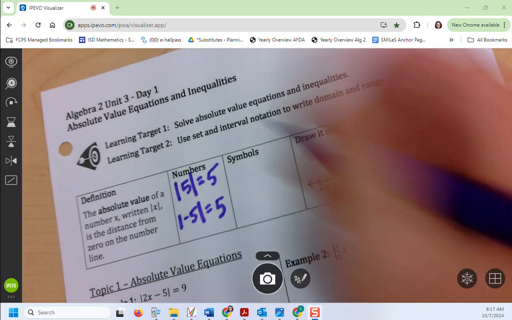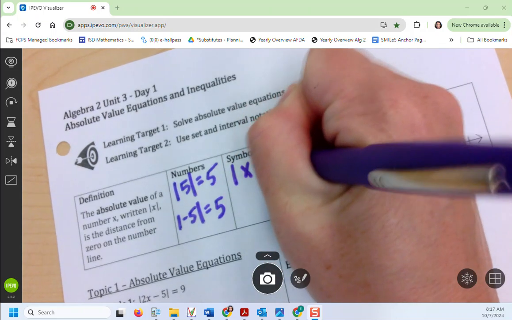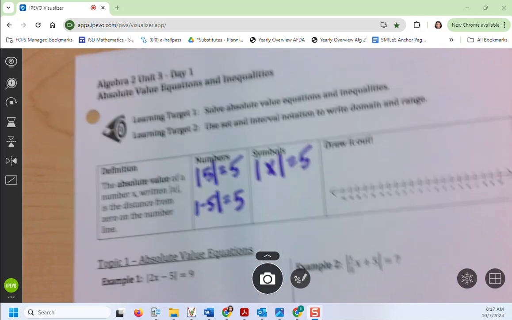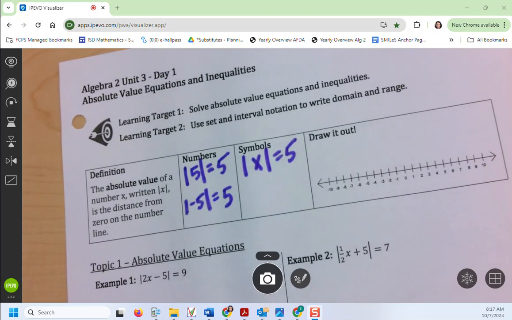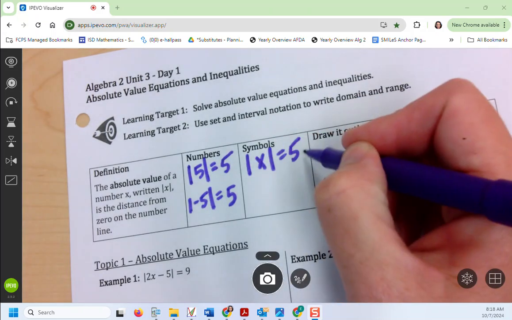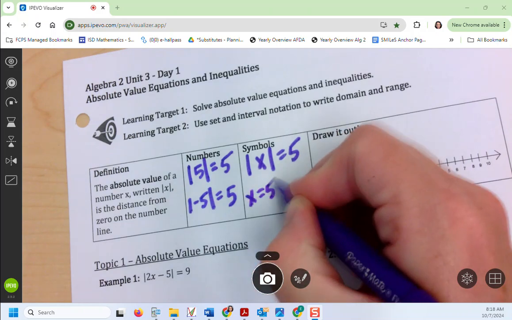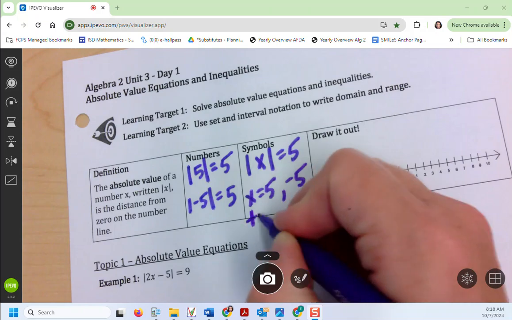If I tell you that the absolute value of some number is 5, that means that number is 5 away from 0. And we now know that there are two numbers that are 5 away from 0. What are they? Yeah, very good. Negative 5 and 5. So if you see absolute value of x equals 5, you know that there are two solutions. It could be x equals 5, or it could be x equals negative 5. Two solutions.